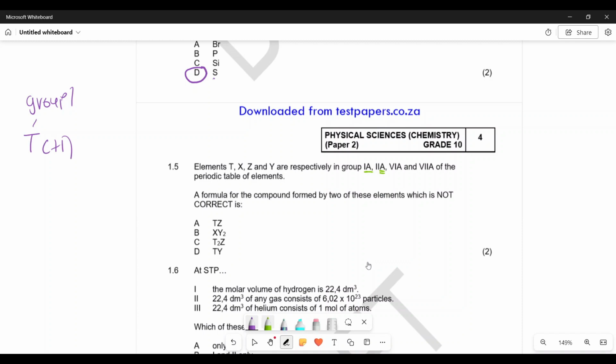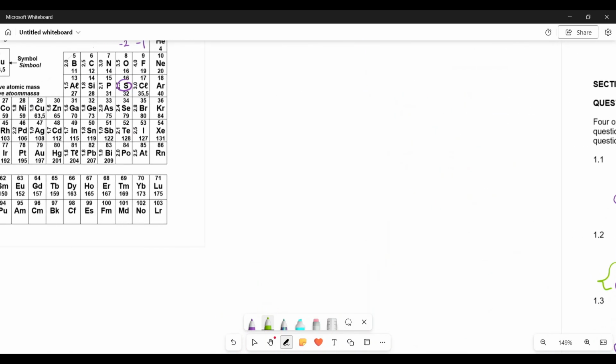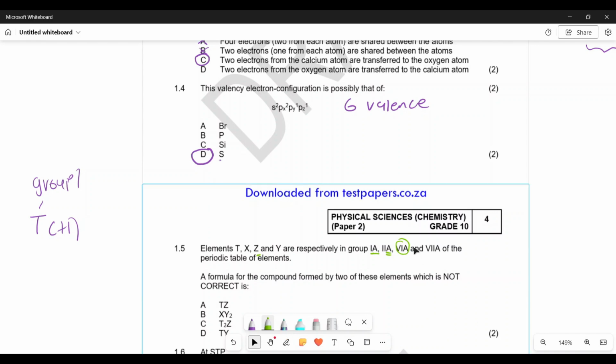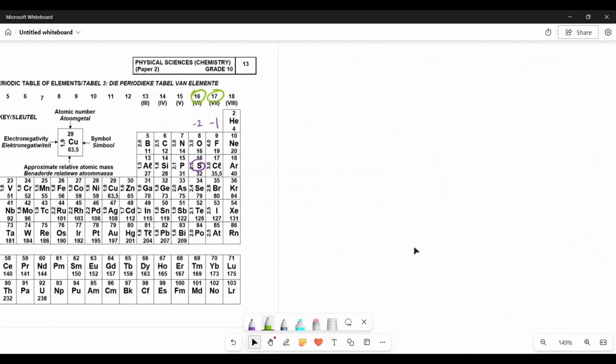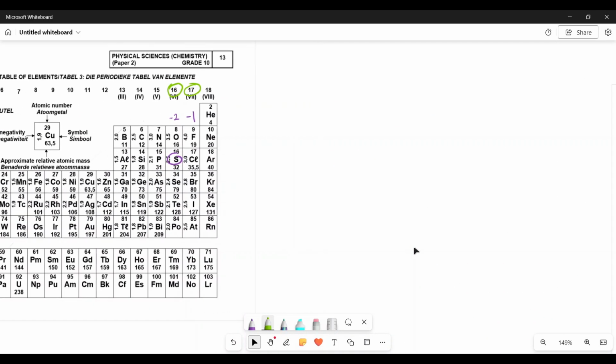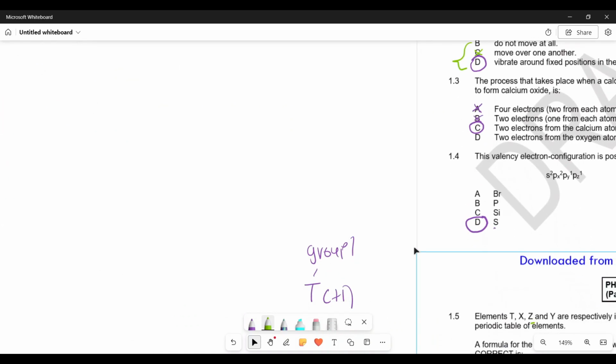Now my Z, so let me look at my Z. So my Z, it's from this, right? So let me classify the group. So my Z is from group 6. So let me confirm VI is, right? So my Z is from 6, which is negatively charged. So Z is from group 6 and has minus 2 ions.